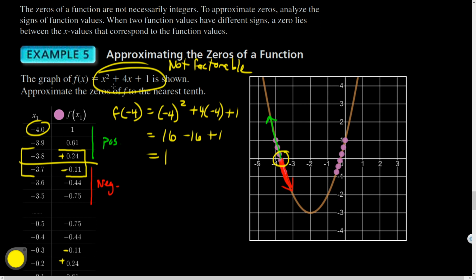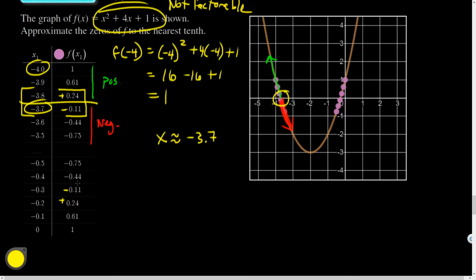Well, notice it says approximate to the nearest tenth. So these are both at the nearest tenth. Which one is a better estimate? Well, I'm going to take this one. I'm going to say x is approximately -3.7. And I'm choosing that one because this was closer to 0 than this, right? Whichever one is closer.